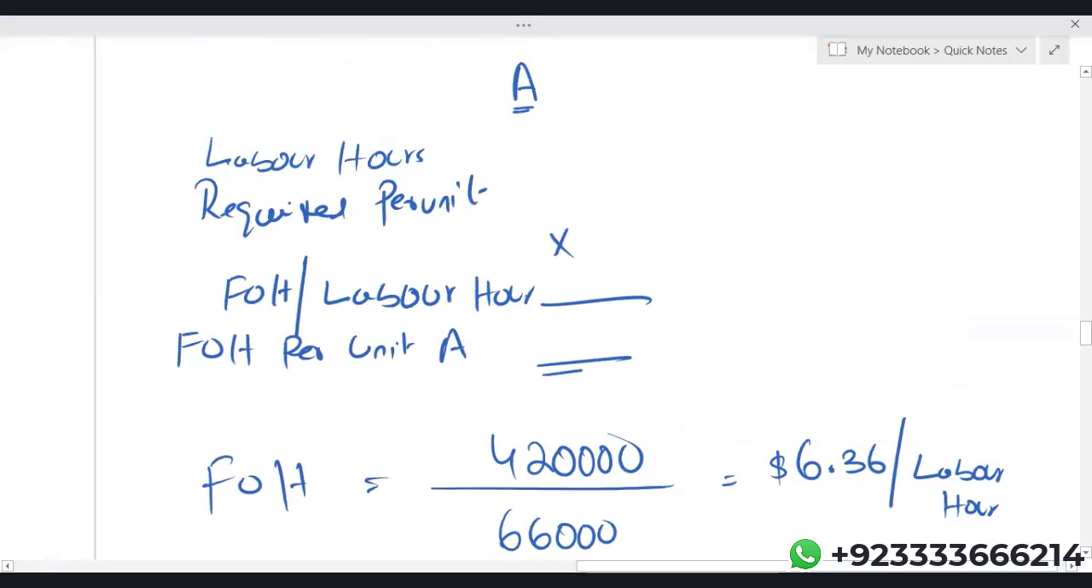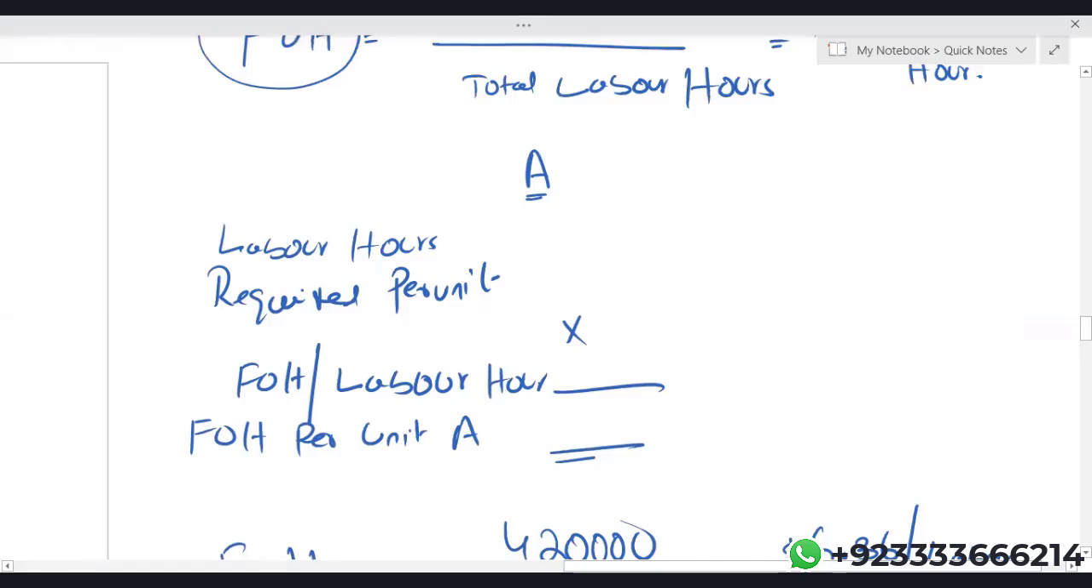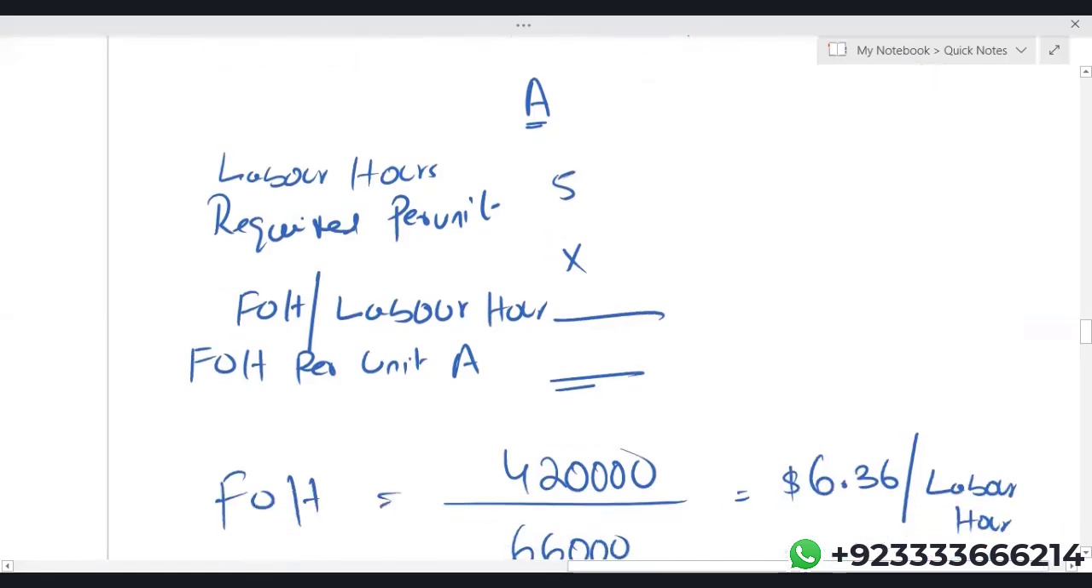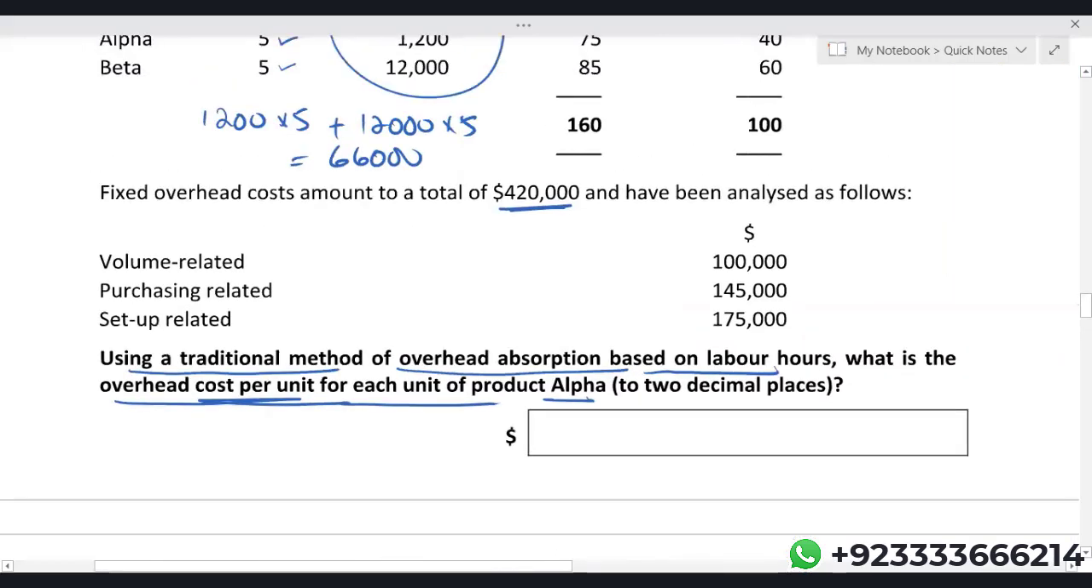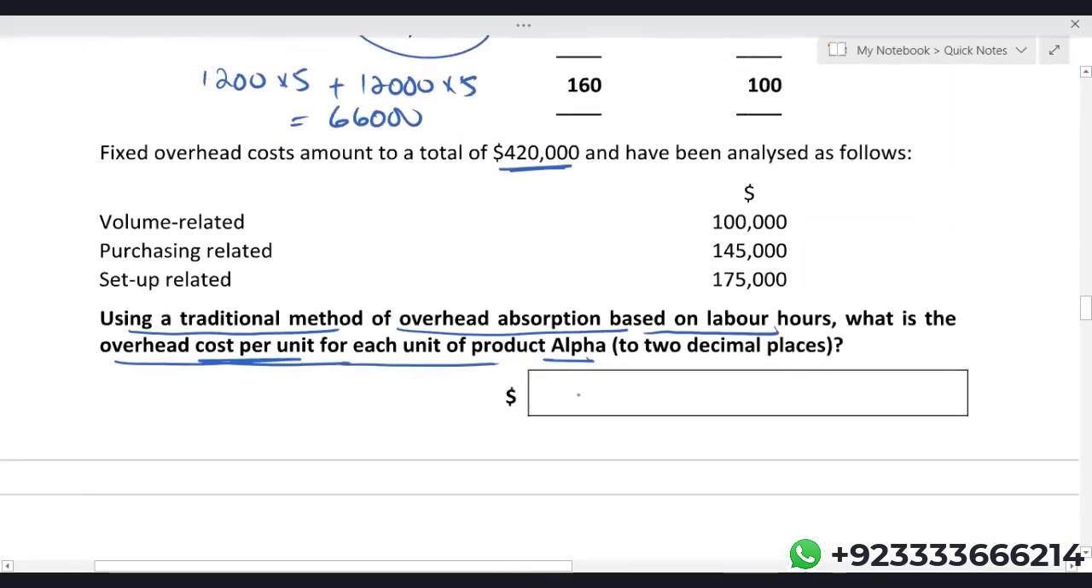Now, very easily we can calculate FOH rate per unit. How many labor hours do we need for A? We need 5. 1 unit of product A needs 5 hours. FOH rate per hour is 6.36. So just multiply both of them will give you per unit FOH rate, which is 31.8. So I'm getting 31.8. In fact, this is the answer.